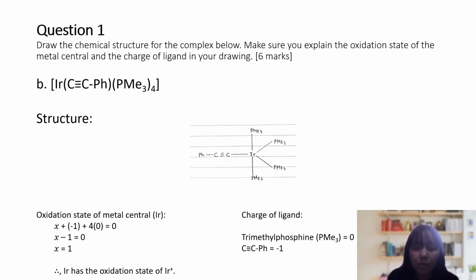Next, we're moving on to complex B. The structure of the complex is shown here. This complex has Ir, iridium, as its central metal and its oxidation state is positive 1. This is due to the ligand trimethylphosphine having an oxidation state of 0. The other ligand, on the other hand, has an oxidation state of negative 1. Therefore, applying the same formula from A, it is then calculated that iridium has the oxidation state of positive 1.